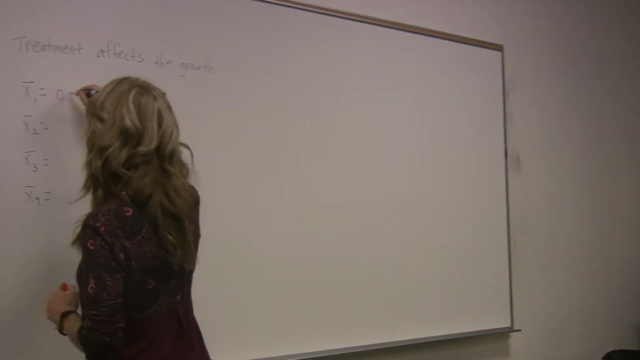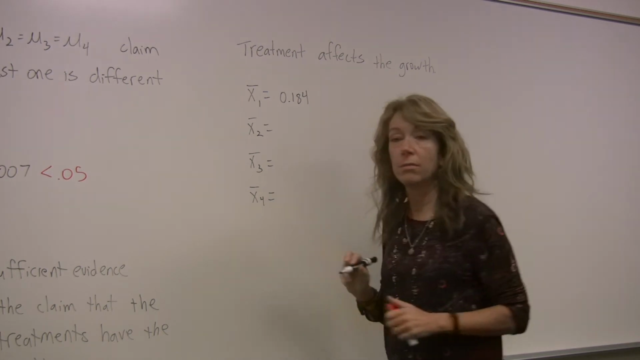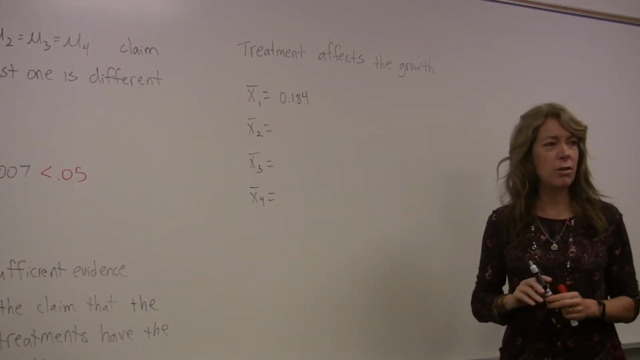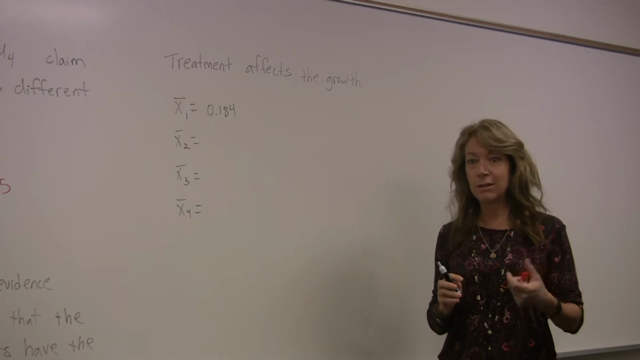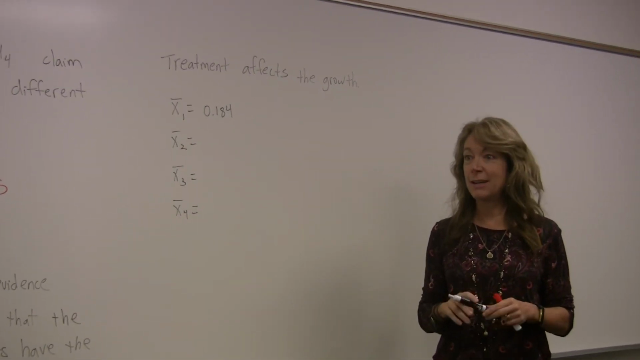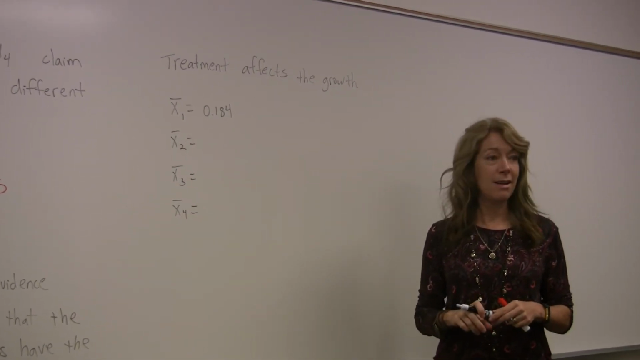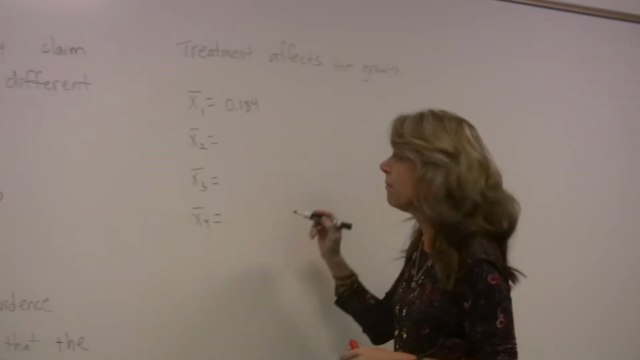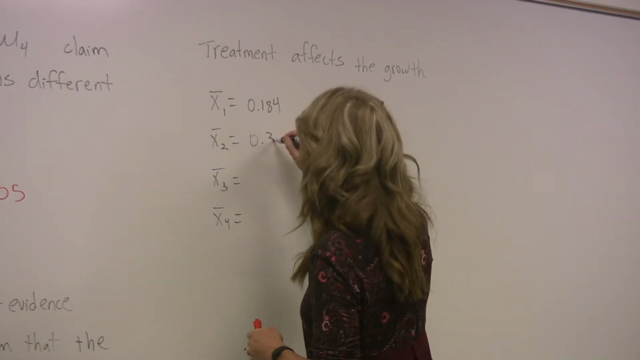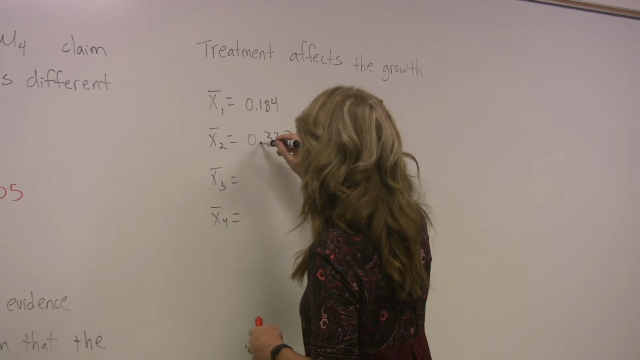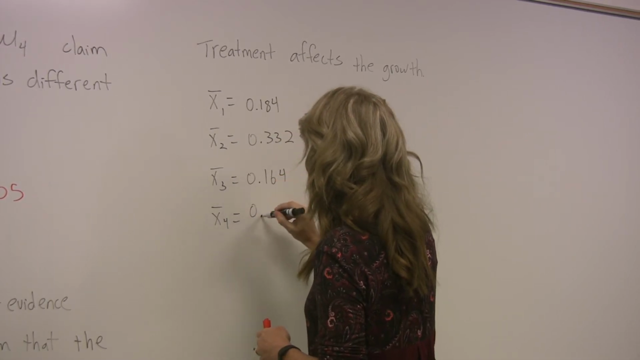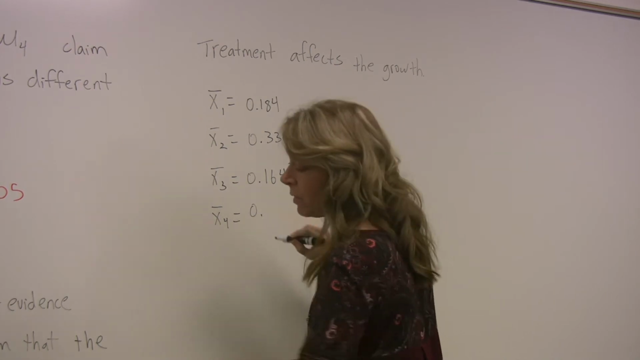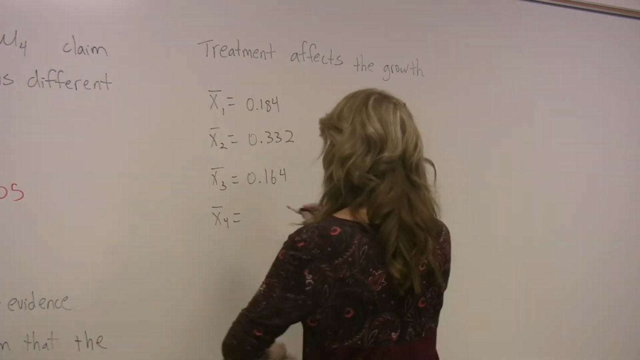0.184. Everyone clear what we're doing? One var stats with L1, one var stats with L2, one var stats with L3. 1.333? 1.332? And then 0.164. And the last one's 1.334. So one more time? 1.334.